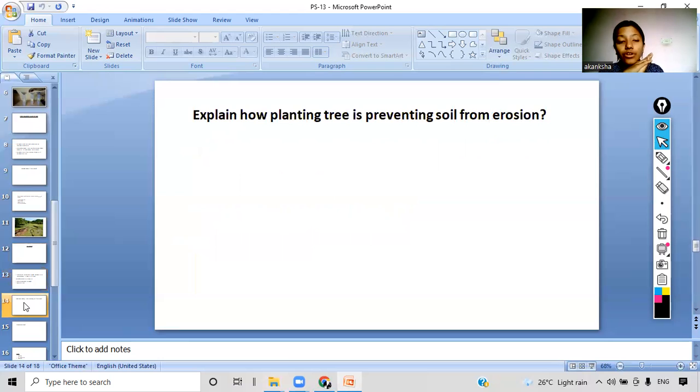Okay. So now what you have to do is explain how planting trees prevents soil from eroding. Any guesses from your side? Okay. Yes, you all are answering it correctly. Yes, I can see some right responses. So how it can prevent is that trees have roots, right? And roots hold the soil together, so preventing the process of soil erosion. So this is how trees play a major role in preventing soil erosion. So yes, you all answered it correctly.